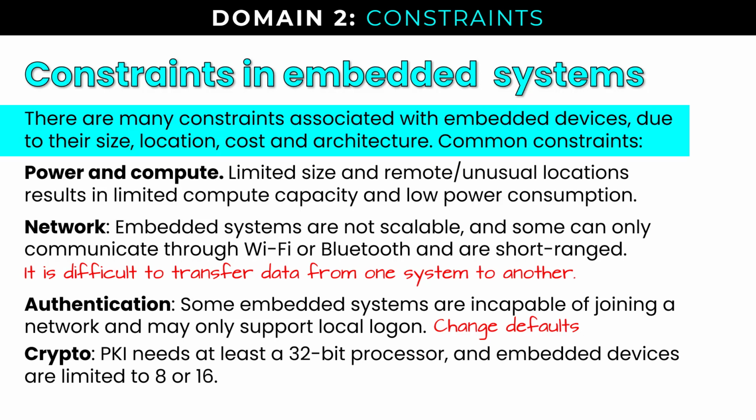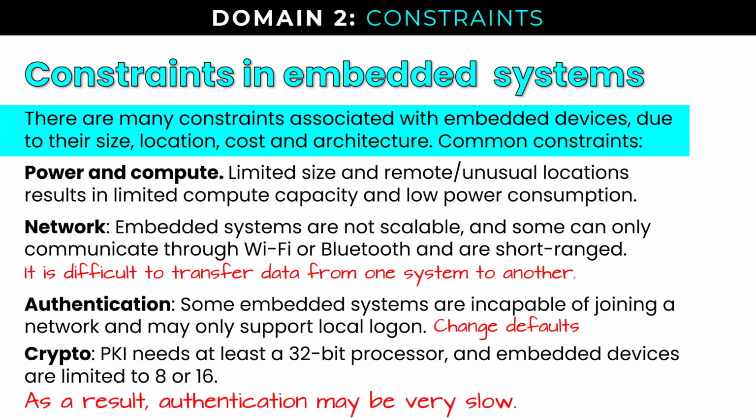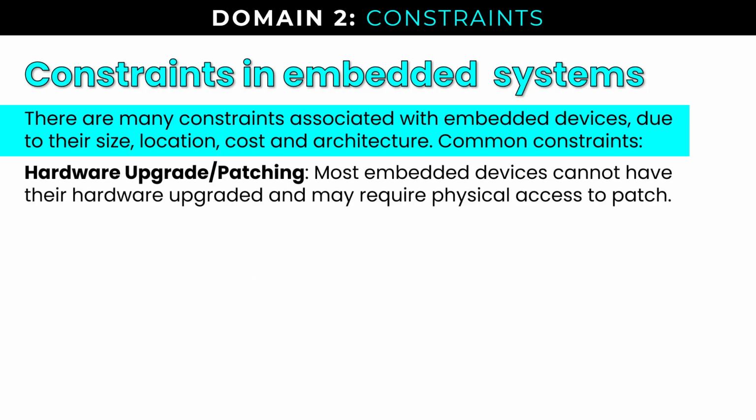So cryptography. PKI needs at least a 32-bit processor, and embedded devices are generally limited to 8 or 16. So as a result, authentication may be very slow depending on the type of authentication. So hardware upgrade and patching. Most embedded devices can't have their hardware upgraded and may require physical access to patch. And some vendors may not produce patches.